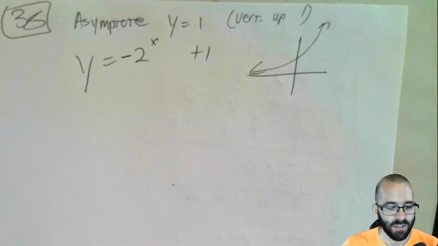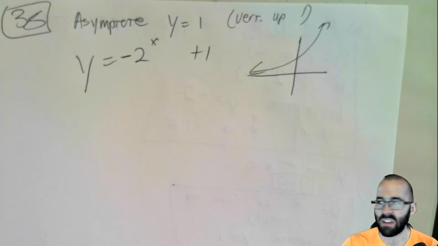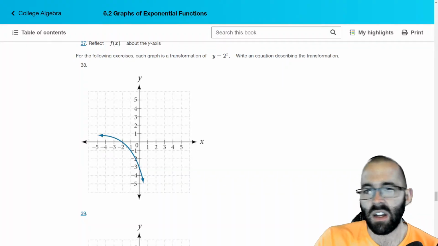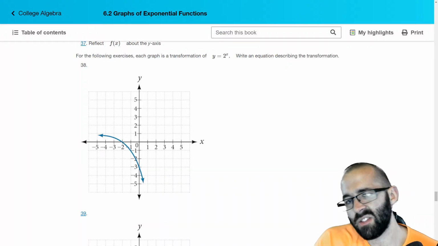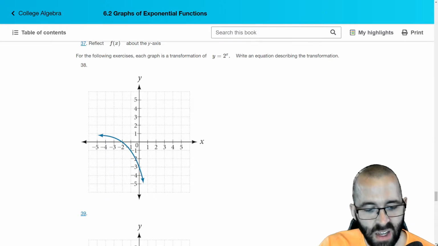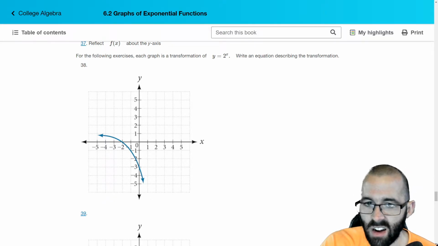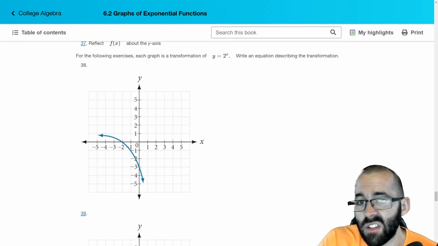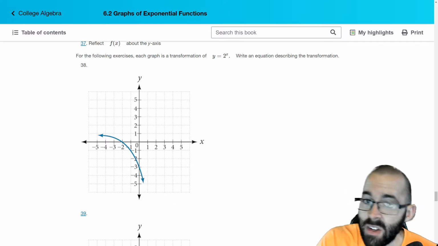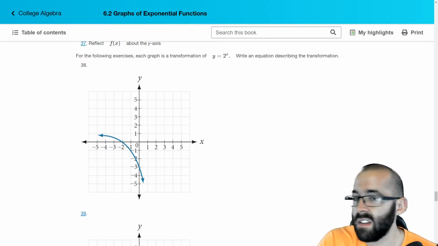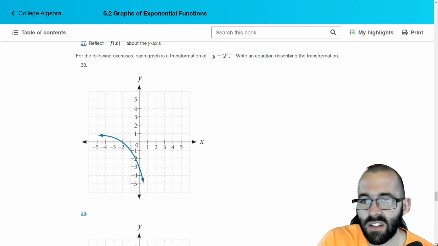Okay? So let's see. We got the right shape. We got the right asymptote. At this point, this is where it starts getting a little trickier. You have to say, okay, was there a horizontal shift? None of these are getting stretched at all. So the question is, is there a horizontal shift? If so, we need to incorporate that. If not, we're done. So let's just check our answer.